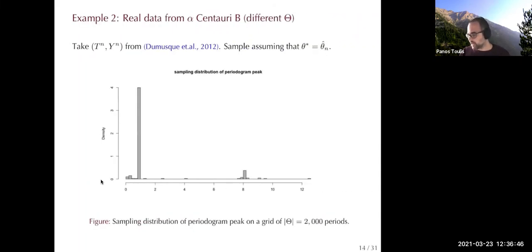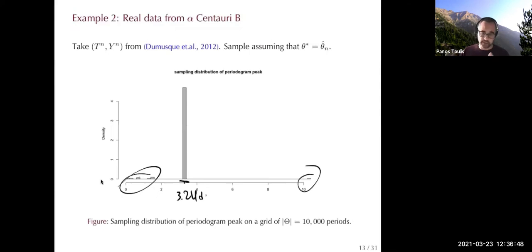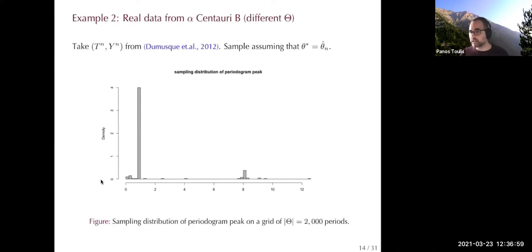Here's another example that's also underappreciated, as I said before. This plot is for a discretization where I use 10,000 periods. Here's how this plot looks when you have 2,000 periods. It's completely different. The support is in very different places, like around 8 and 10, or even 13 here.